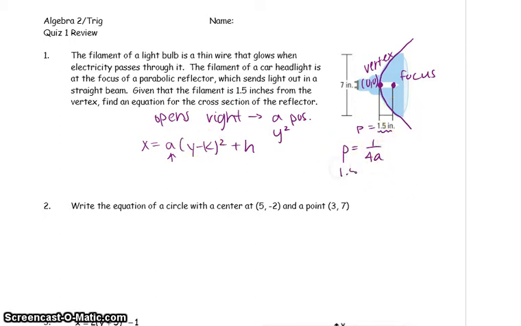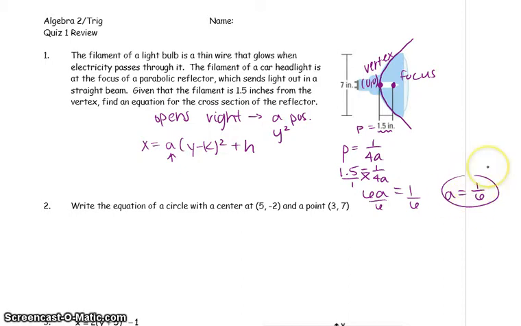So if we have 1.5, we set that equal to 1 over 4a. When we cross multiply, 1.5 times 4, that's 6a. Don't forget about the a. That equals 1. If we divide both sides by 6, that gives us an a value of 1/6.